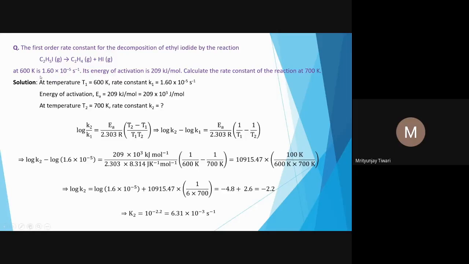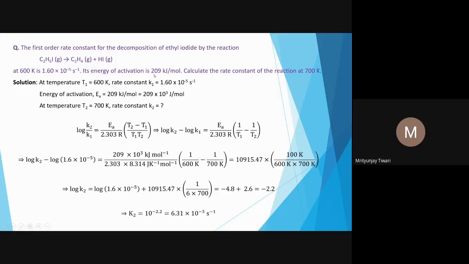So at 600 Kelvin, what is given is 1.60 × 10^-5 per second as the rate constant. And since the unit is per second, one can find out that this reaction is a first order reaction. From the unit of the rate constant, one can find out the order of the reaction. Per second means it is a first order reaction. We have seen some similar numerical problems in the previous lecture.